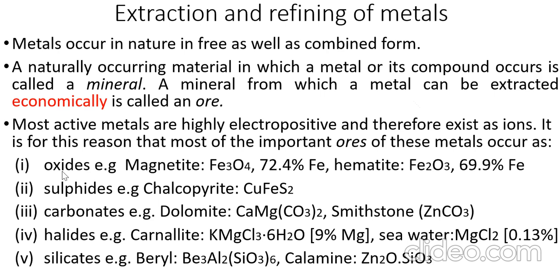So these are some of the examples of minerals, of ores, economic ores. An example is magnetite. This is an iron ore. It means it's a mineral or ore from which you get the metal iron in predominant quantity.